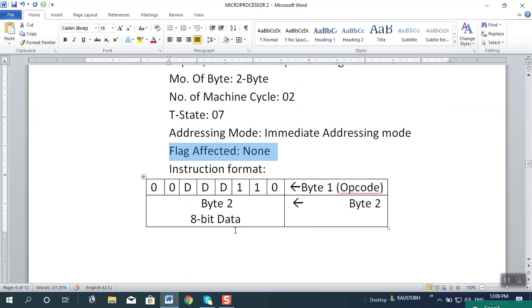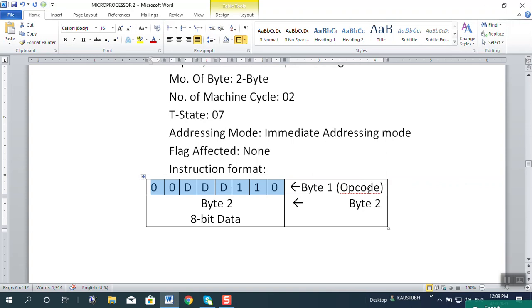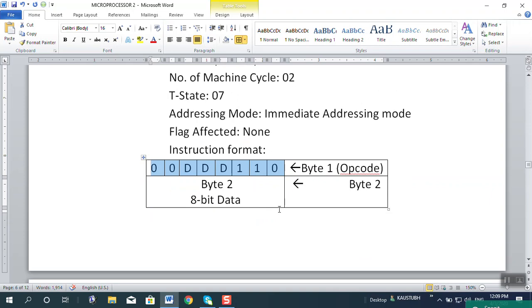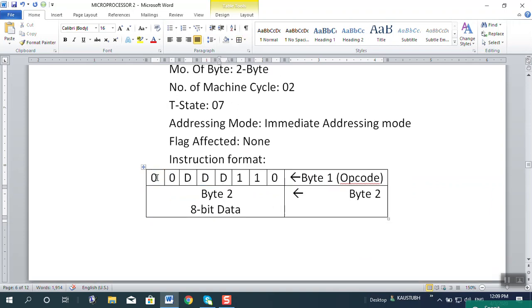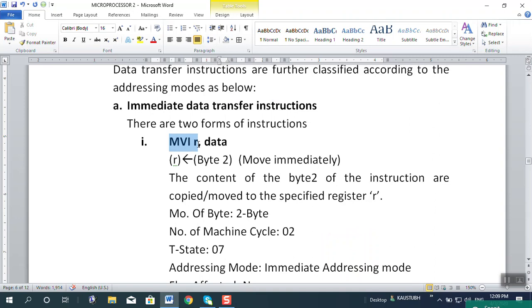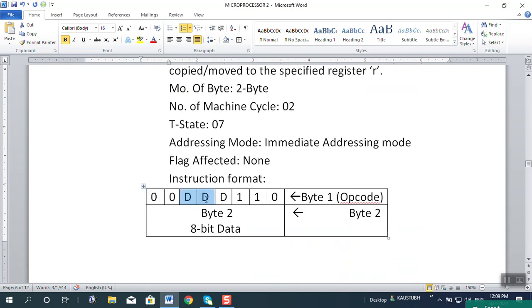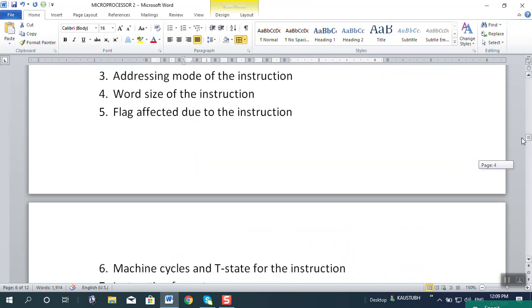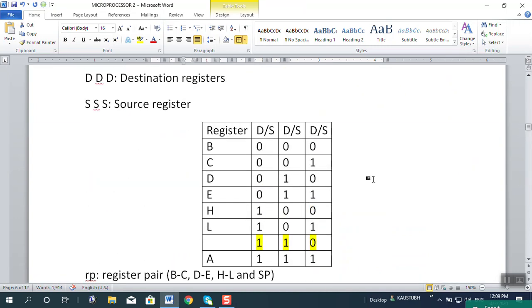And in the instruction format, this is the opcode. This byte 1 is the opcode, and since it is a 2-byte instruction, byte 2 is the 8-bit data. Now in the instruction format, there are 7 different instructions: MVI A, B, C, D, E, H, L. This D stands for the destination, and it follows the truth table of this. If it is register B, 000, register C 001, D 010, like that.